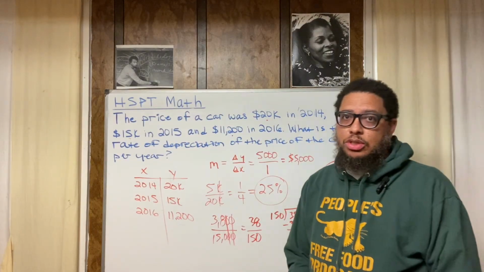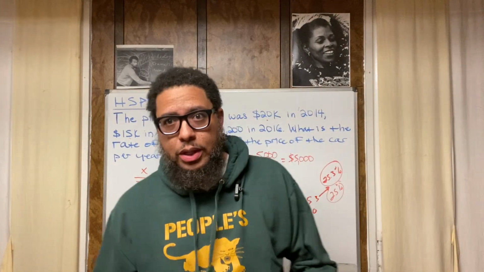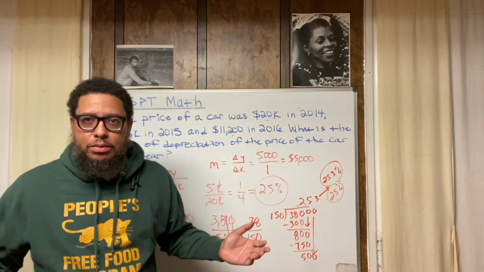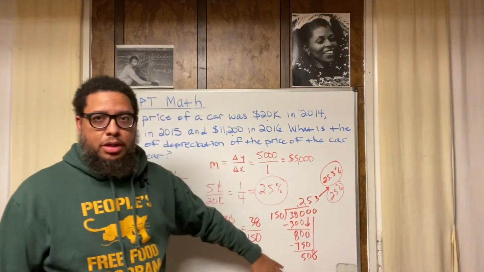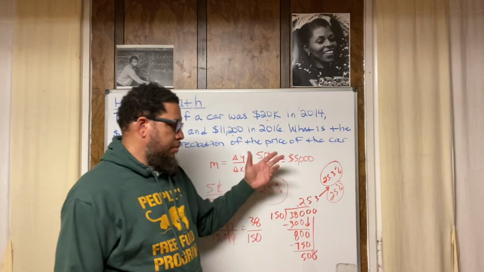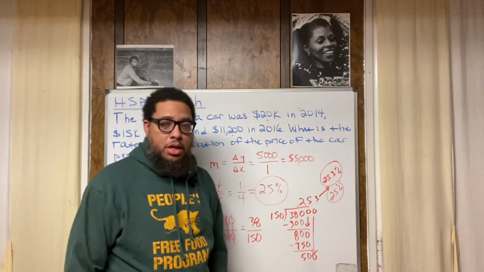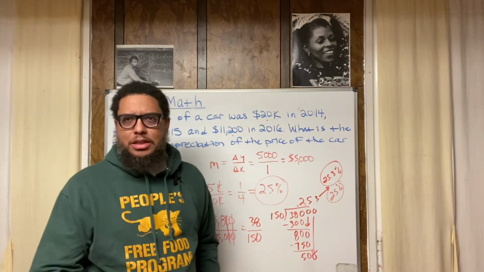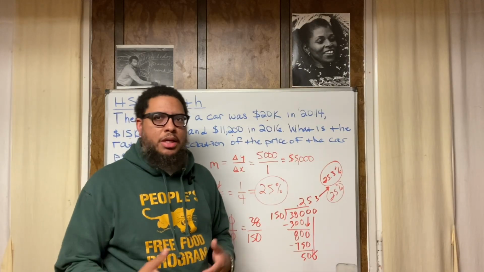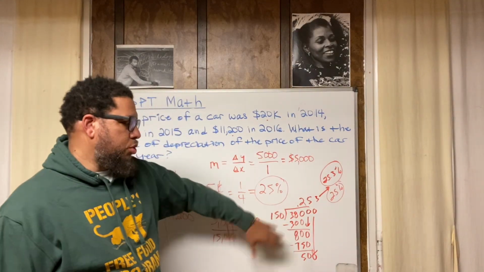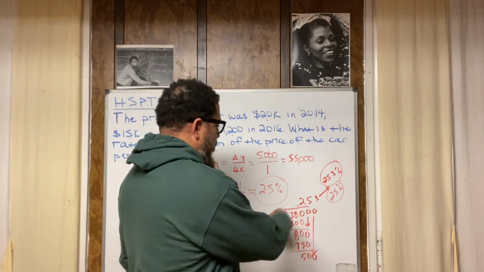Like I said, I would have done this using a calculator, but on the HSPT, calculators are not allowed, right? So we got to get back to the basics. Old school math, long division. We could have used the box method. Could have used partial quotients. Could have done a lot of things, right? But I chose to use this method. So 38 divided by 150.